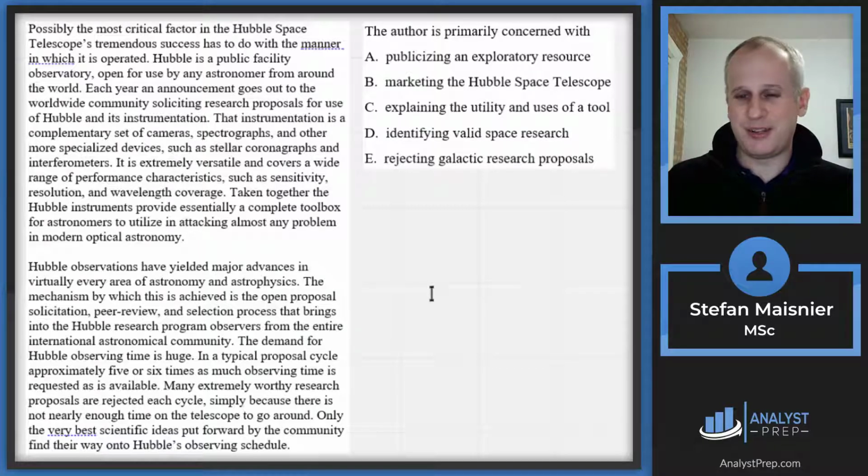Now, at this point, I'm saying to myself, this is just giving me a bunch of information about the Hubble, so I don't necessarily see a need to split this paragraph into two, and we'll just keep going. So it, meaning the Hubble, is extremely versatile and covers a wide range of performance characteristics, such as sensitivity, resolution, and wavelength coverage. Taken together, the Hubble instruments provide essentially a complete toolbox for astronomers to utilize in attacking almost any problem in modern optical astronomy.